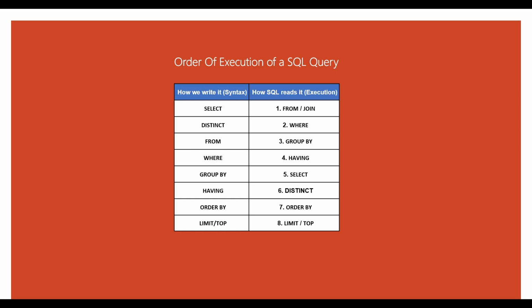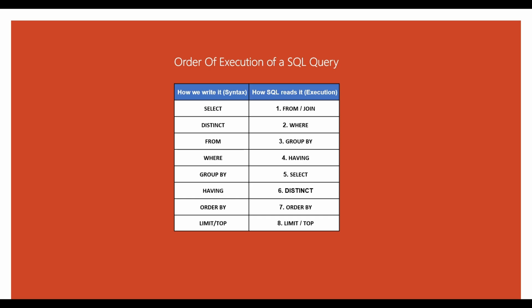First, it runs the from and join clauses. It goes to the hard drive, finds the tables, and joins them together into one big dataset. Second, it runs the where clause. It immediately filters out any raw rows that do not match your rules. Third, it runs the group by clause. Now it takes all those surviving rows and squashes them into groups based on the categories you asked for.